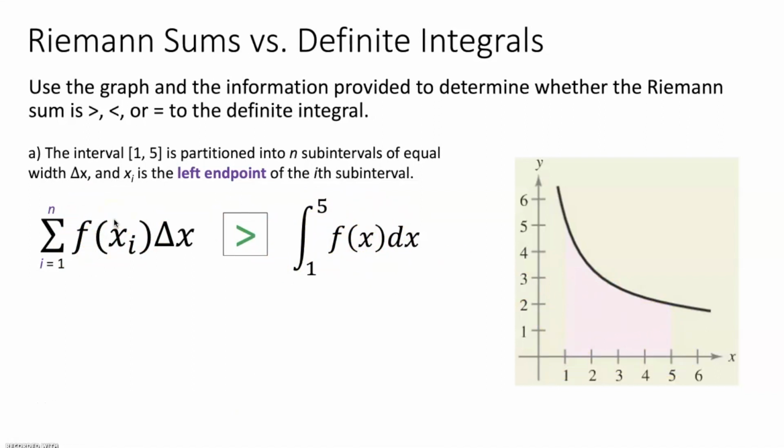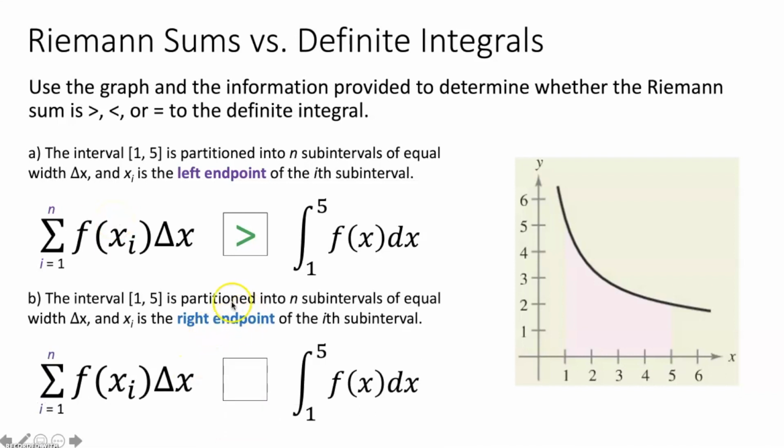Now part B, doing the exact same thing, except this time we are using right endpoints, meaning this Riemann sum is going to be a right Riemann sum. It's going to be a right-hand approximation. And since our function is decreasing on the given interval from 1 to 5, we know that this right-hand approximation is going to be an underestimate. And because this right here is the exact area under the curve, this area approximation over here would have to be less than the exact area under the curve.